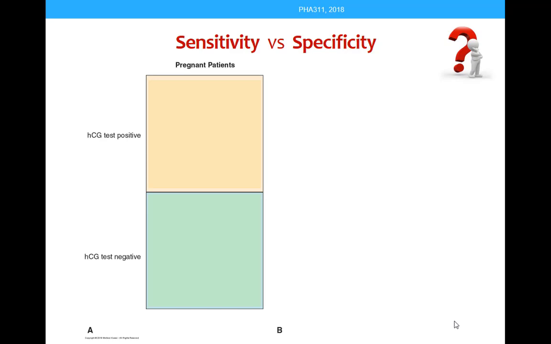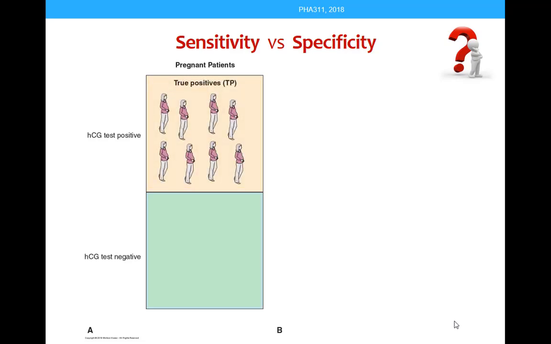Now, for example, there are pregnant ladies, and we want to check using the beta HCG test, which is the common test, beta HCG hormone levels in the urine. Now there are two possibilities. The patients who are pregnant, when we do the HCG test, it should be positive. This is the ideal outcome. If we test 10 women and 8 of them are positive, this is a true positive result because the patient is pregnant and the test is positive. We call it true positive.